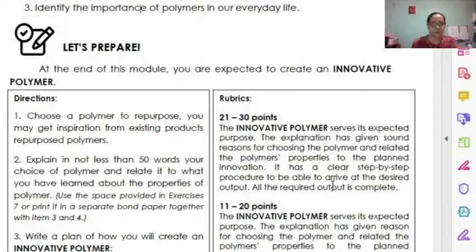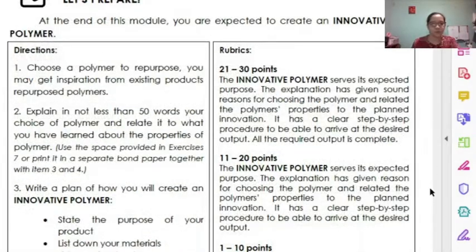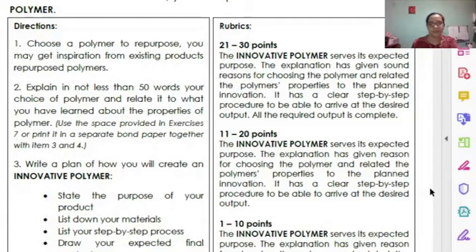And for your module project, you will be expected to create an innovative polymer. What does this mean? So choose a polymer to repurpose. You may get inspiration from existing products. Explain in not less than 50 words your choice of polymer and relate it to what you have learned about the properties of polymer. Use the space provided in exercise 7 or print it in a separate bond paper together with item 3 and 4.